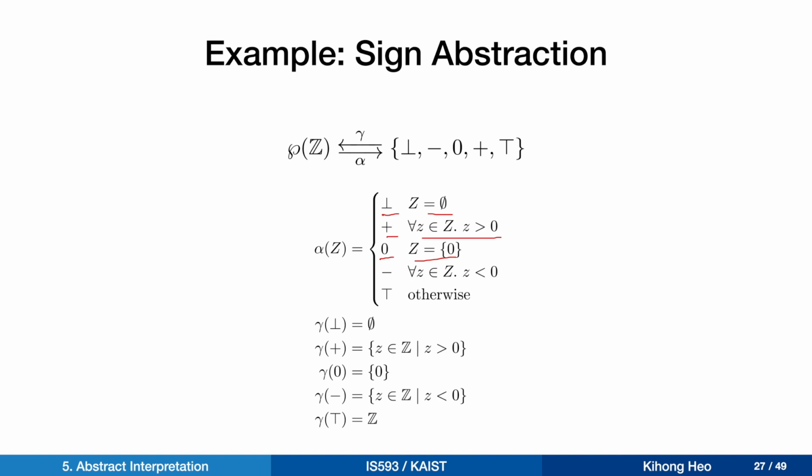The negative case is also defined in the same way. And for all the other cases, like when the set only contains -1 and 1, the abstraction will be the top. The concretization is also intuitively defined. Here, the concretization of bottom will be the empty set, and the concretization of the abstract plus is the set of all positive integers, and the others are defined in similar ways.